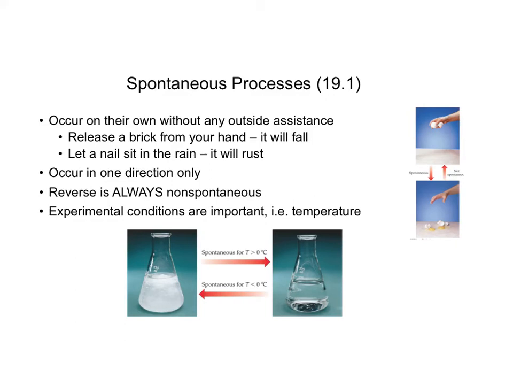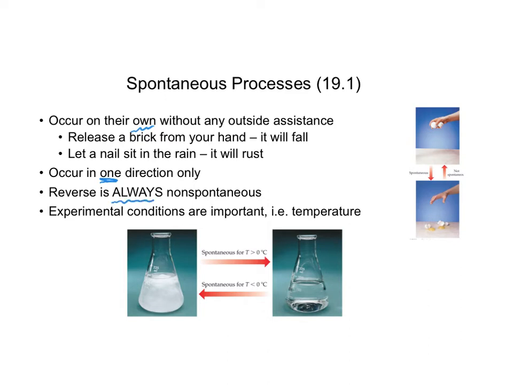This section is on spontaneous processes. These are processes that occur on their own without any outside assistance. When you release a brick from your hand, it will fall, it will not go up. When you let a nail sit in the rain, it will eventually rust. Spontaneous processes occur only in one direction, and the reverse reaction is always non-spontaneous.